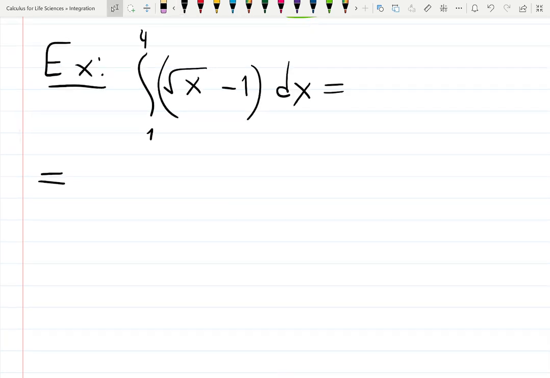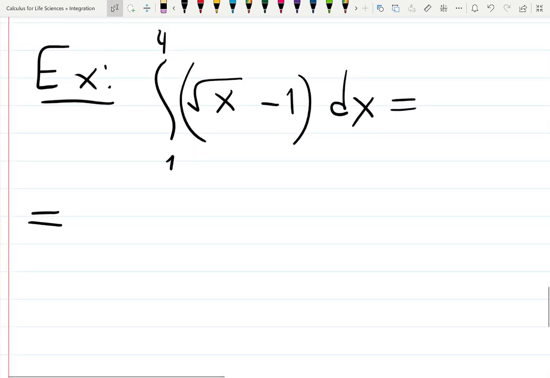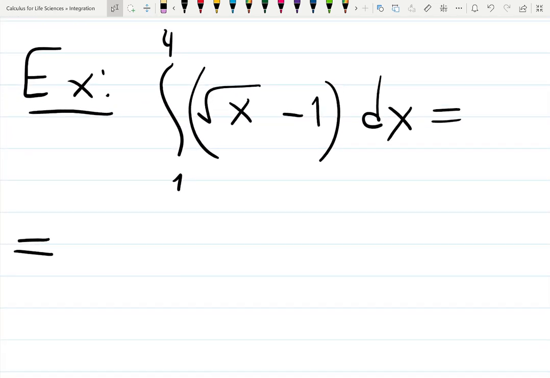What is the area below the graph of square root of x minus 1 from 1 to 4? That is a definite integral of square root of x minus 1 from 1 to 4. Step 1, integrate square root of x. You can rewrite it as x to the 1/2. What is the integral of x to the 1/2?